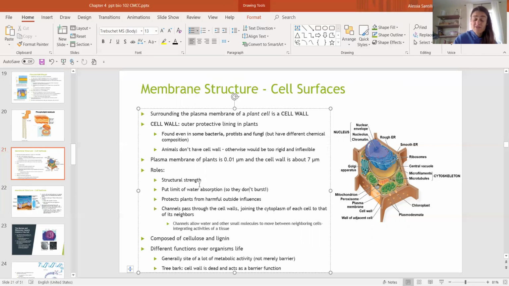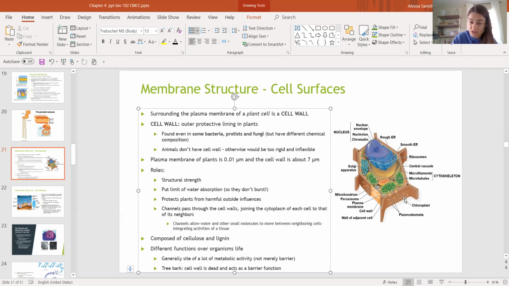What roles does it have? It's important for structural strength. It puts a limit on water absorption. We'll see that a little bit later on, but basically this is why plants can take in so much water without bursting. If we took in the same amount of water that plants did, our cells would burst, which is terrifying. Your cells would just implode. It protects the plants from harmful outside influences. So remember, it's basically a wall, a protective barrier. The wall gives structure, the wall gives protection.